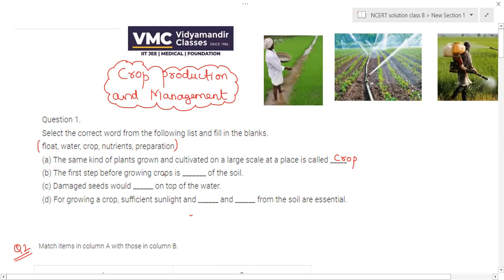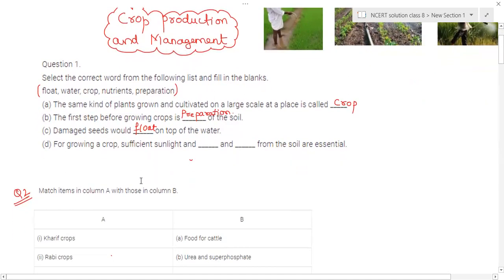Part B, the first step before growing crops is called preparation of soil. Preparation of soil, right? Part C, damaged seeds would float on top of water. They would float because they are hollow. D, for growing a crop, sufficient sunlight, water, and nutrients from the soil are essential.